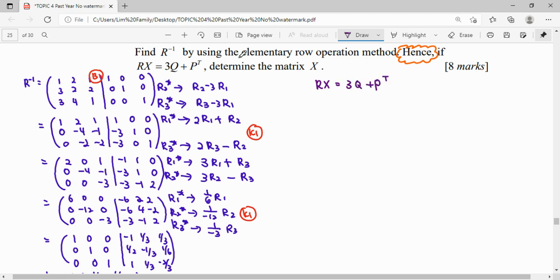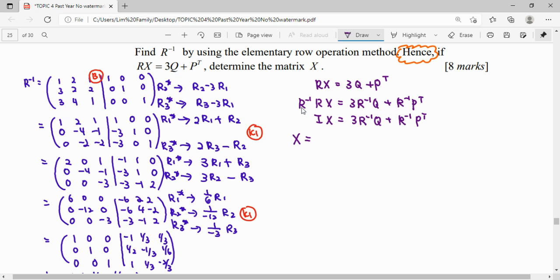So in order to find matrix X, I have to clear the R matrix here. How are we going to clear the matrix R? We will times R inverse in front of matrix R. So we times R inverse in front of matrix Q and R inverse in front of matrix P transpose. So by timing R inverse in front of matrix R, we get the identity. Then lastly, identity times X, you will get matrix X.